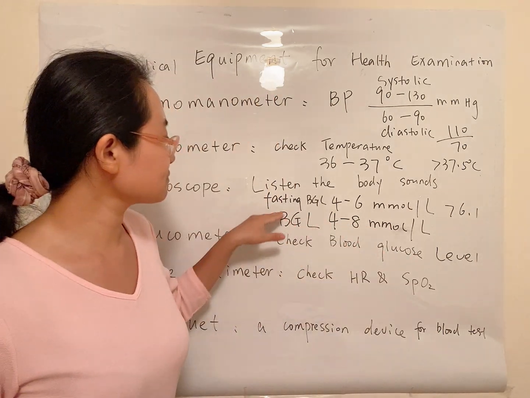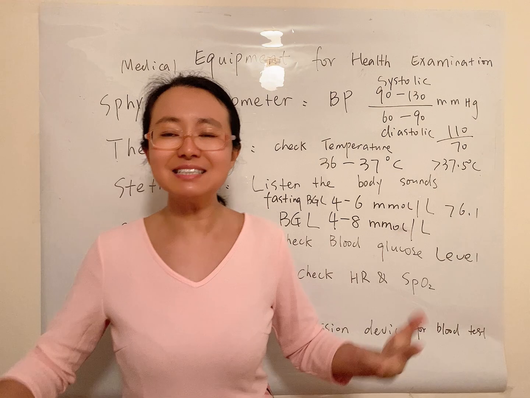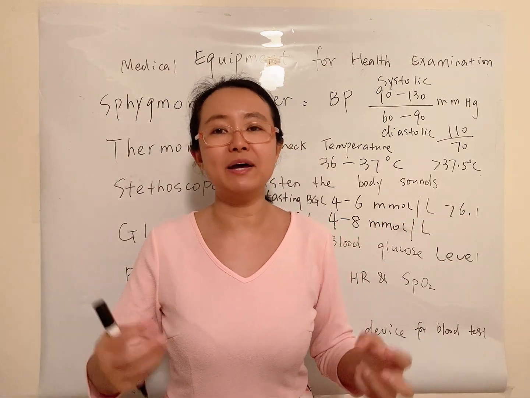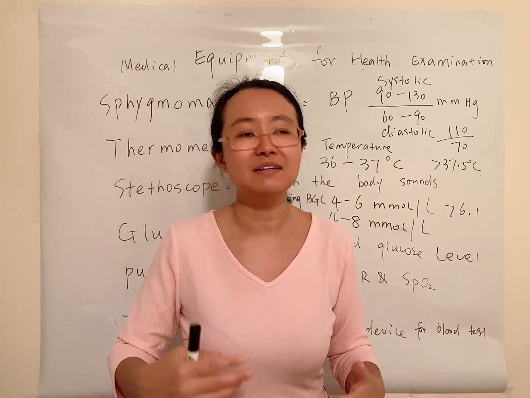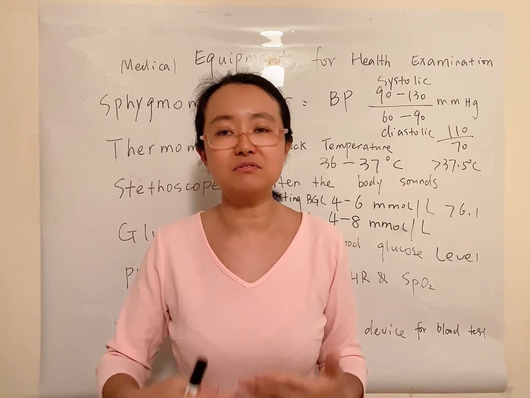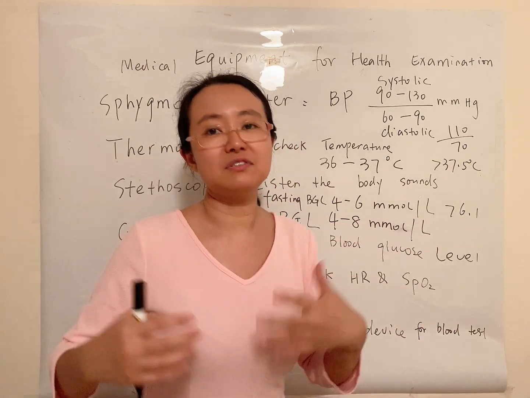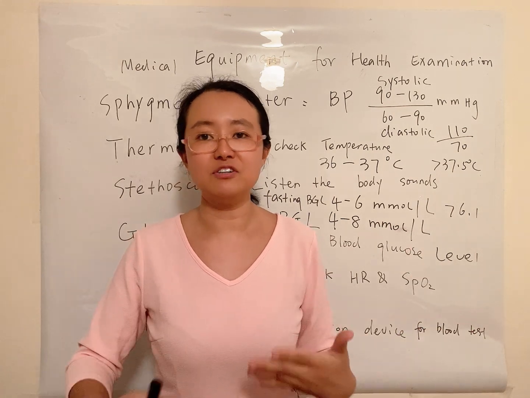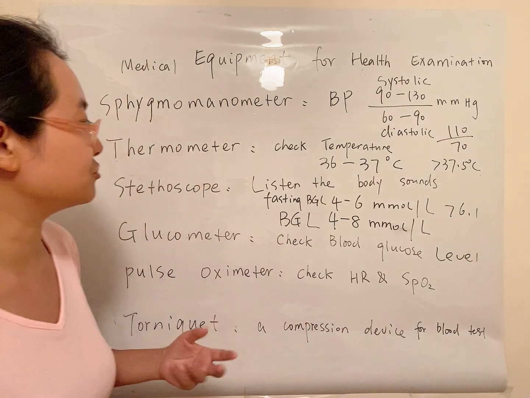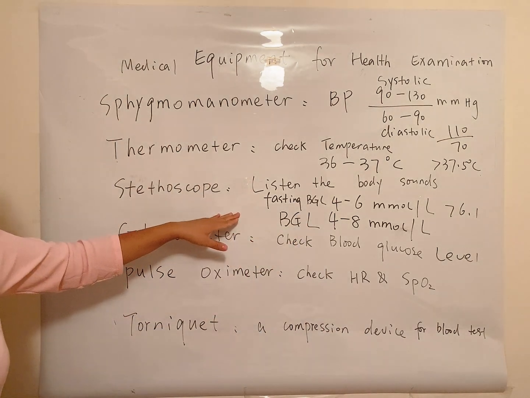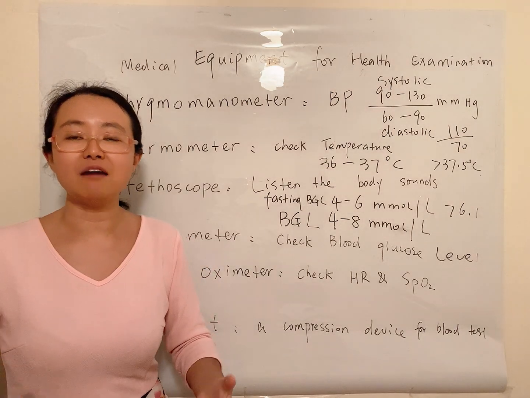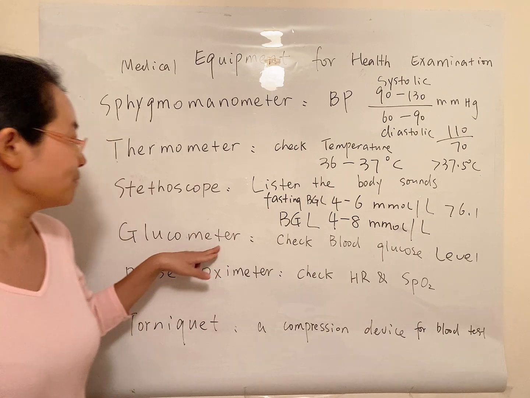Now, if your fasting blood glucose level is above 6.1, you have to pay a bit more attention, because that means you have a risk of getting a high glucose level, right? So you have to start to control your diet, to balance your diet and eat less sugary food or drink. All right. Now, this is a glucometer. A glucometer is equipment to check our blood glucose level, all right?